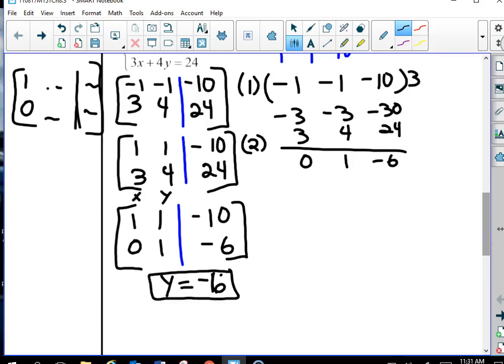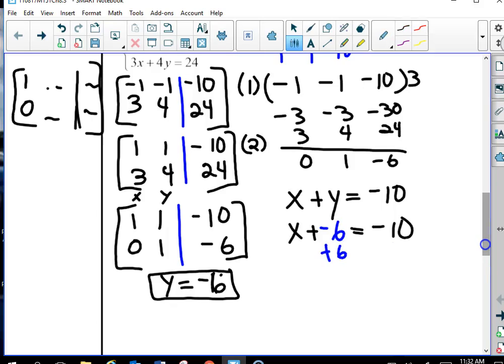And I'm going to take that and substitute it into row 1. x plus y equals -10. And when I add 6 to both sides, I'll get x equals -4.